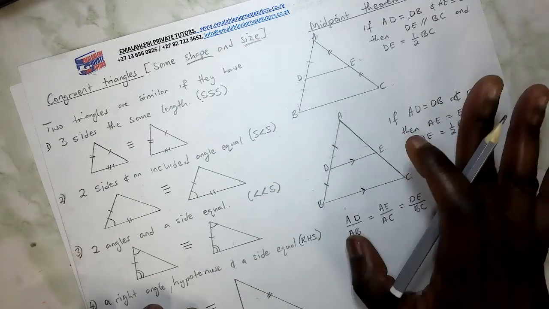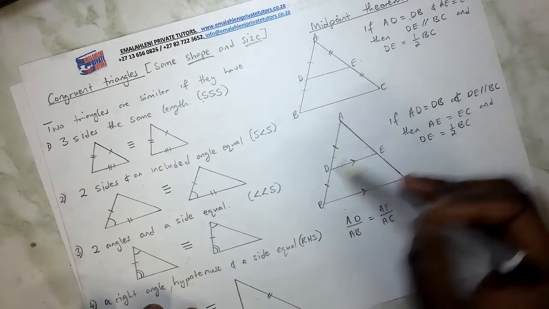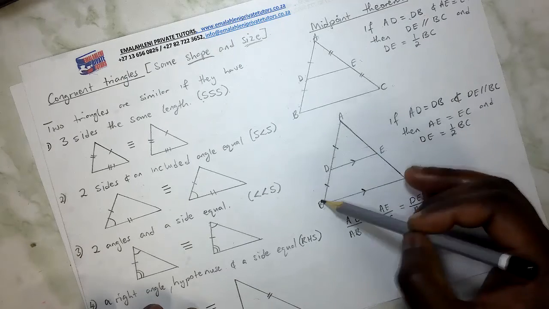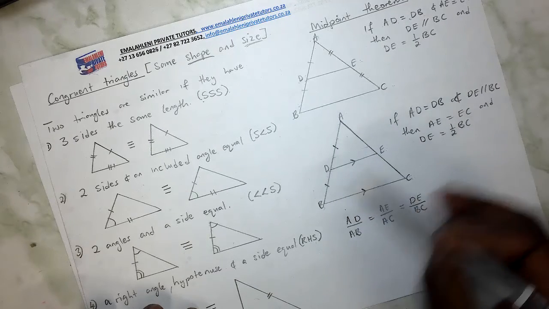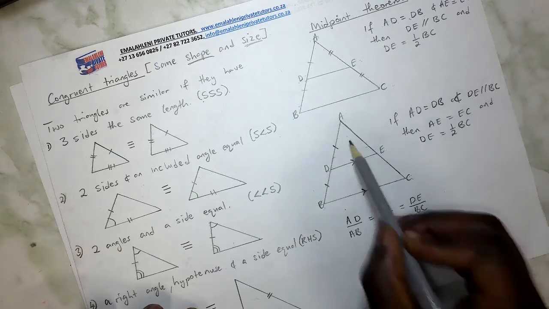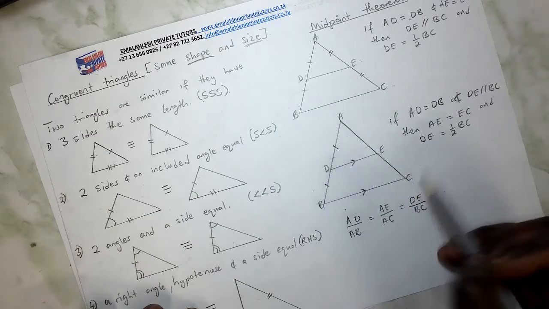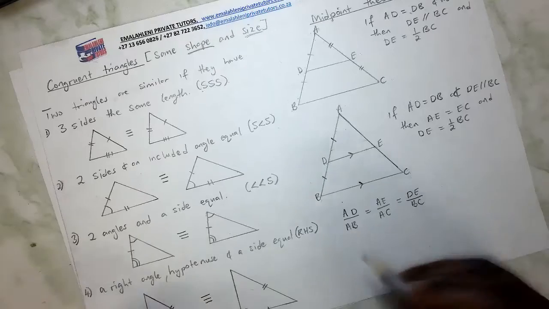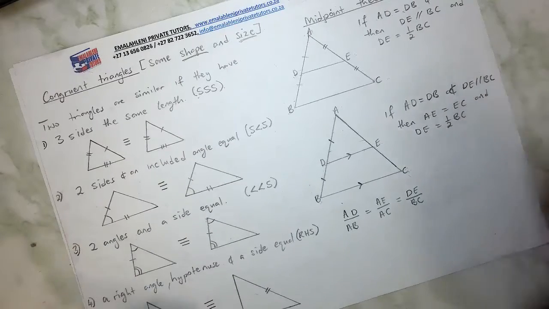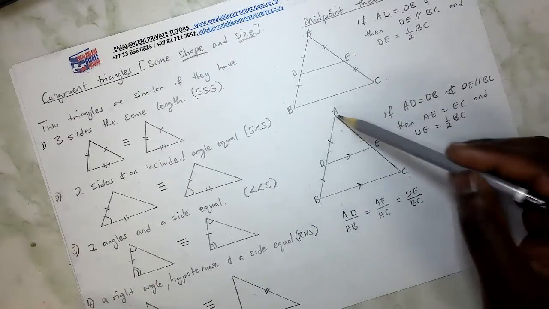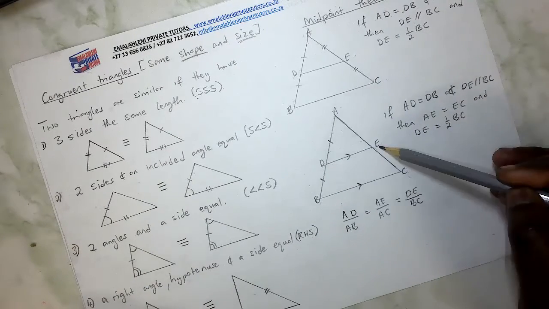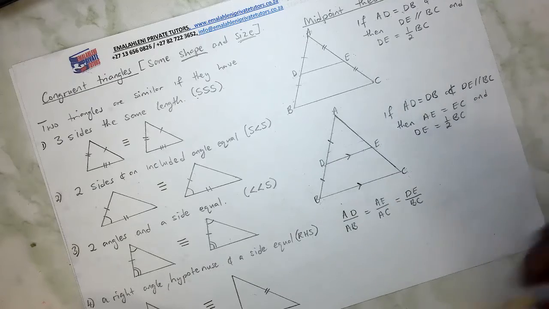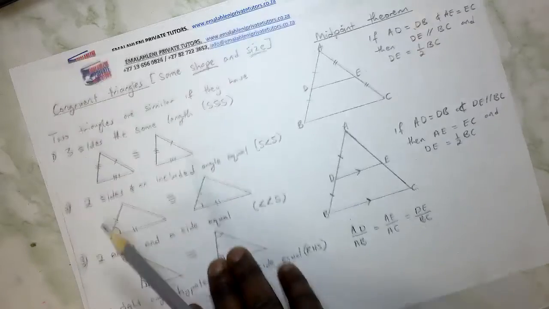Because once you have that, you can conclude, let's say you're given these two sides that are equal, and also this side, they are parallel. Then you know that AE should be equal to EC, and you will need that when you're trying to prove whatever the question will be asking you. Then again here, it means that ADE is similar to ABC.